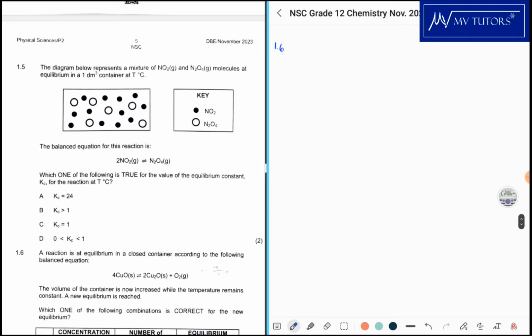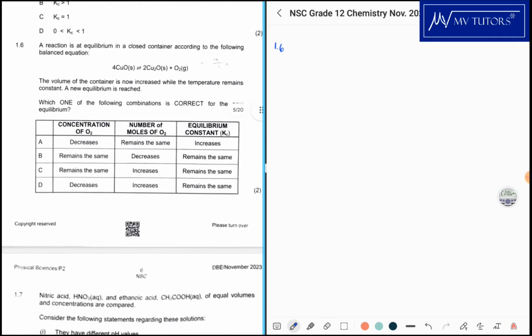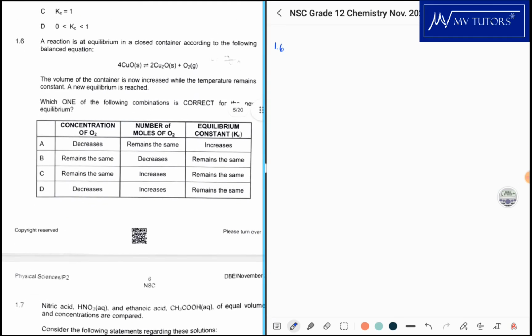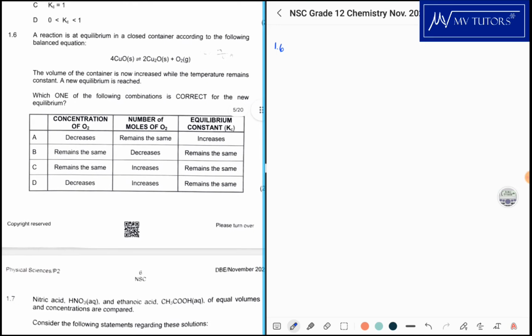And then 1.6, let's just raise this up. So now it says, a reaction is at equilibrium in a closed container according to the following balanced equation. Okay, so maybe this is where your reactants and this were your products. So this is where we were. Okay, and then now the volume of the container is now increased. So if you increase the volume, you decrease the pressure.